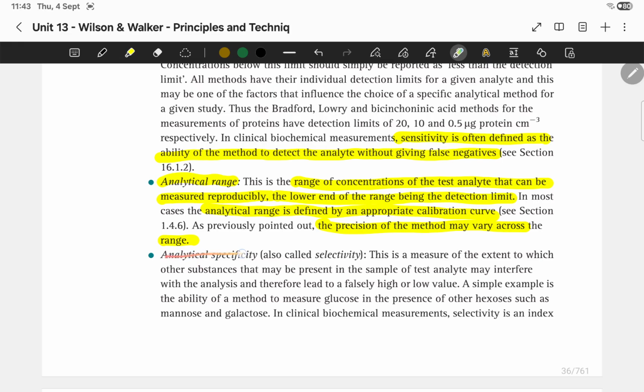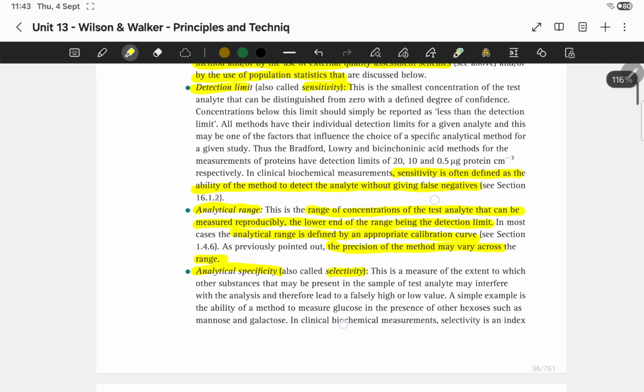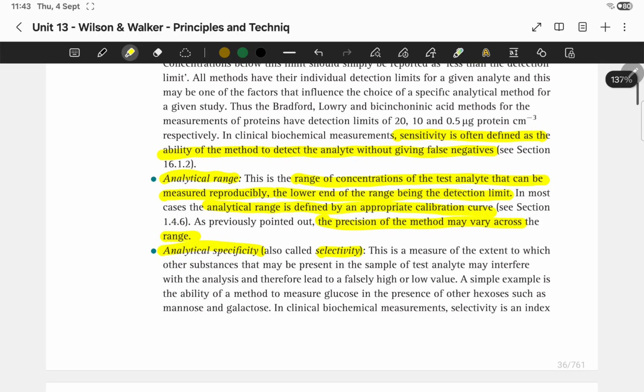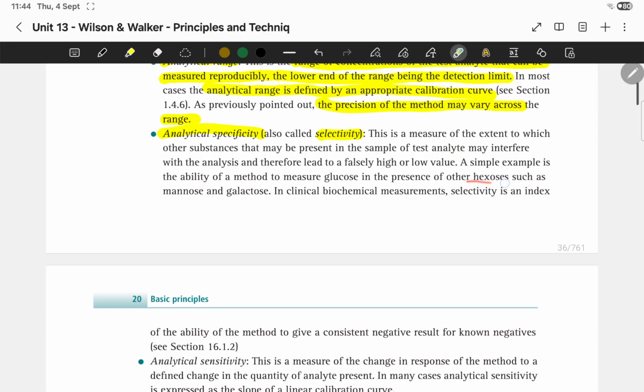Analytical specificity, also called selectivity. Sensitivity and selectivity are different. This is a measure of the extent to which other substances that may be present in the sample with the test analyte may interfere with the analysis and therefore lead to a falsely high or low value. A simple example is the ability of a method to measure glucose in the presence of other hexoses such as mannose and galactose. In clinical biochemical measurements, selectivity is an index of the ability of the method to give consistent negative results for known negatives.